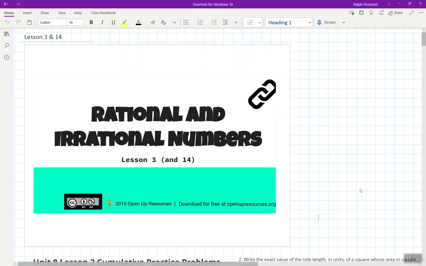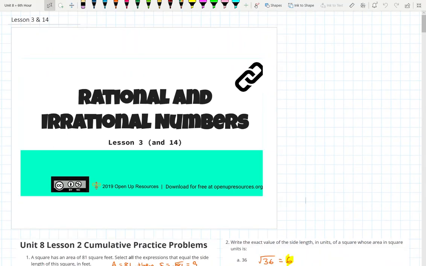All right, students, welcome to Lesson 3 and 14 combined, Unit 8. Today we are going to dive deep into rational and irrational numbers. Basically, we're going to categorize numbers based on certain characteristics. So, with that being said, let's go right into what we often do at the very beginning, and that is to check your homework in.